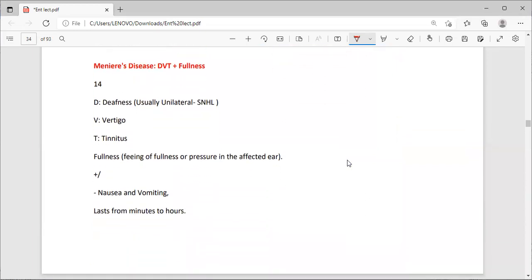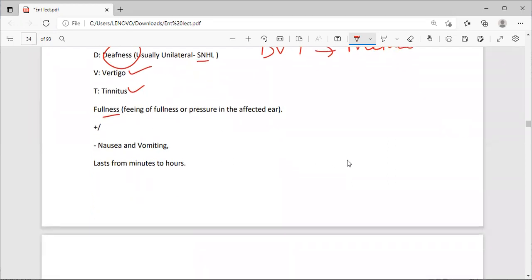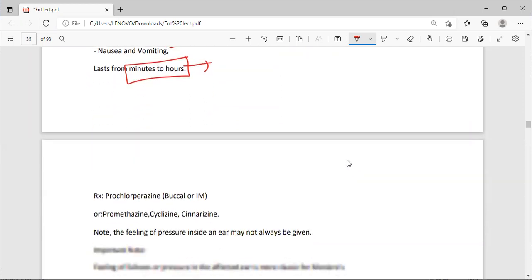Now look, DVT plus fullness. What is DVT? DVT is deafness, which is unilateral sensorineural hearing loss, vertigo, and tinnitus. Whenever these three things are present, you suspect Meniere disease. And lastly, fullness. Nausea and vomiting can also be there. It lasts from minutes to hours. The time period is very crucial, very important to remember. So you have to remember it lasts from minutes to hours.